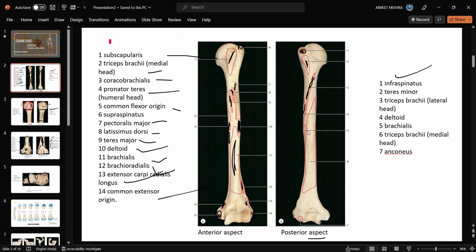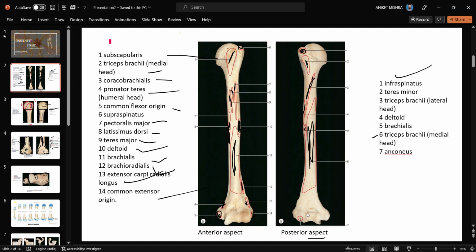Brachialis muscle. The brachialis muscle arises from the lower anteromedial and anterolateral surface of the shaft. The triceps brachii medial head. When we look at the posterior aspect, we see that the triceps brachii medial head is going to originate from here.